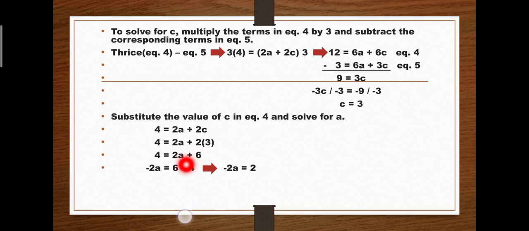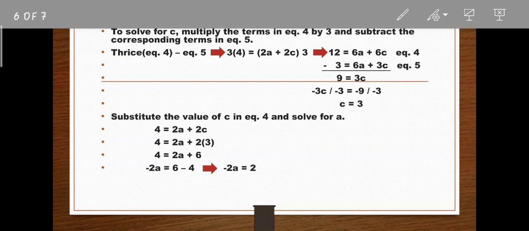Then next, we will transpose 2a to the left side. So it becomes negative 2a is equal to, the 6 just remains on the right side, so positive 6. Then this positive 4, transpose to the right side. So, from positive 4 it becomes negative 4. So 6 minus 4. So copy negative 2a, 6 minus 4 is positive 2. So that only a remains on the left side, and the sign of a should be positive, we will divide both sides by negative 2.